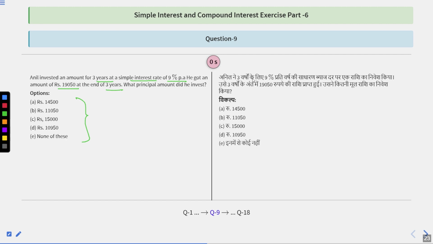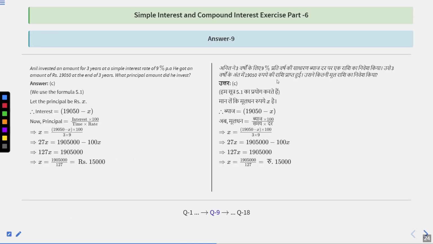Now time's up. Let's see the solution. Now the question says Anil invested an amount for 3 years. So we let the principal amount be X rupees. So the interest earned will be 19,050 minus X.